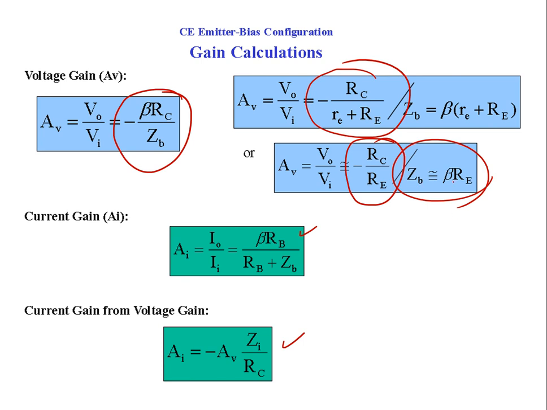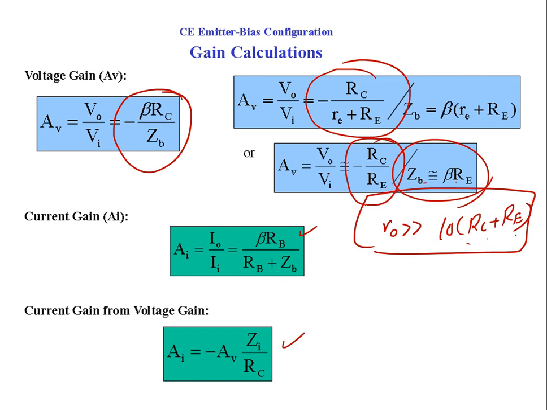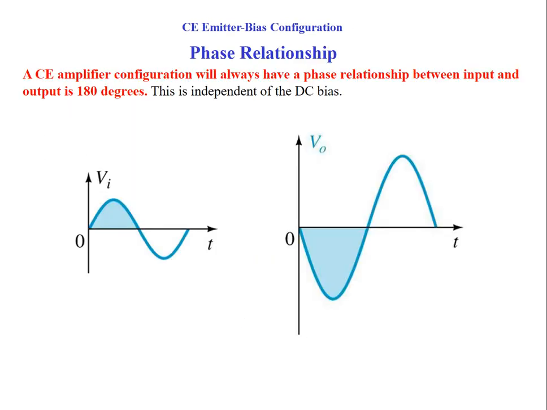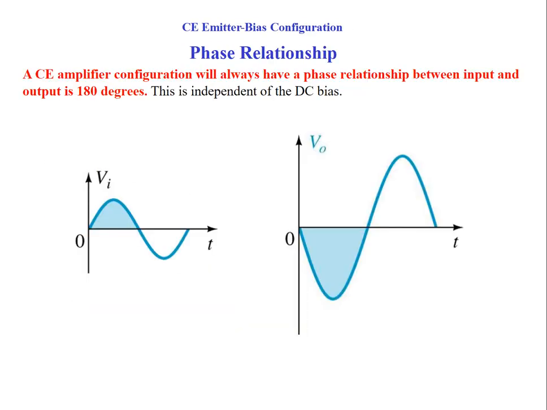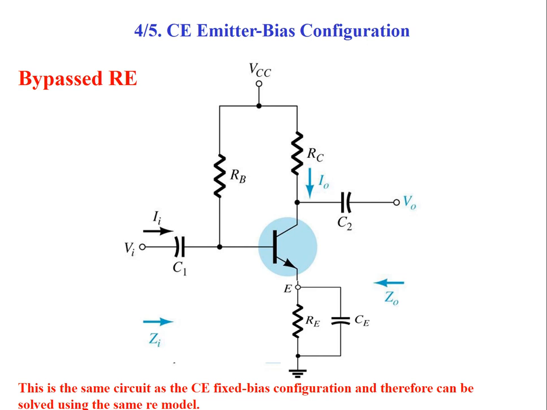In this case, if this assumption is made, we can say that R naught is very high. Usually if we use the assumption that R naught is greater than 10 times RC plus RE, then we can use this simple relationship, minus RC over RE, as your voltage gain. So if in your example problem R naught is greater than 10 times RC plus RE, you can use just this simple relationship. The negative sign means a 180 degree phase difference. We will solve an example in the live session.